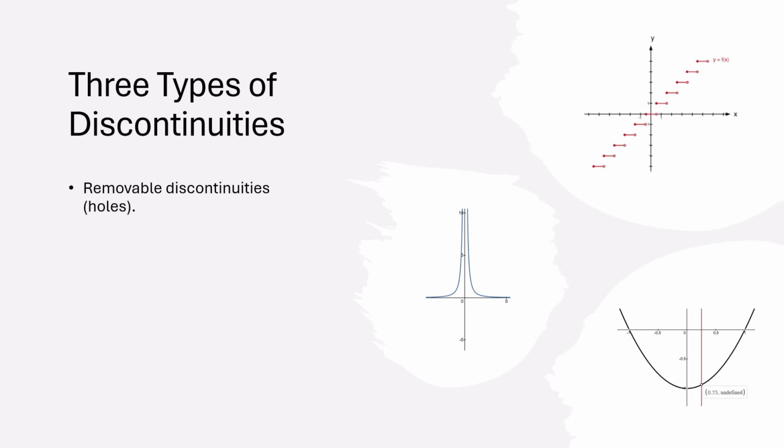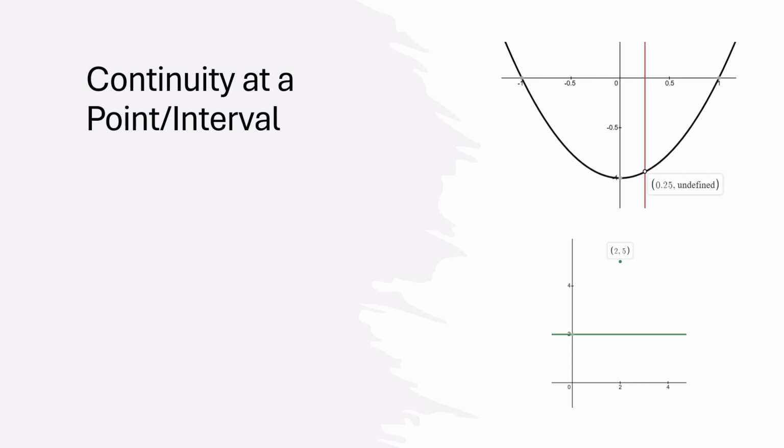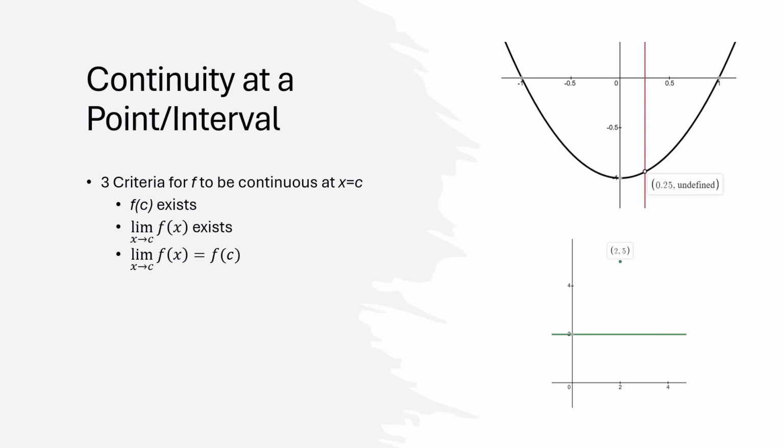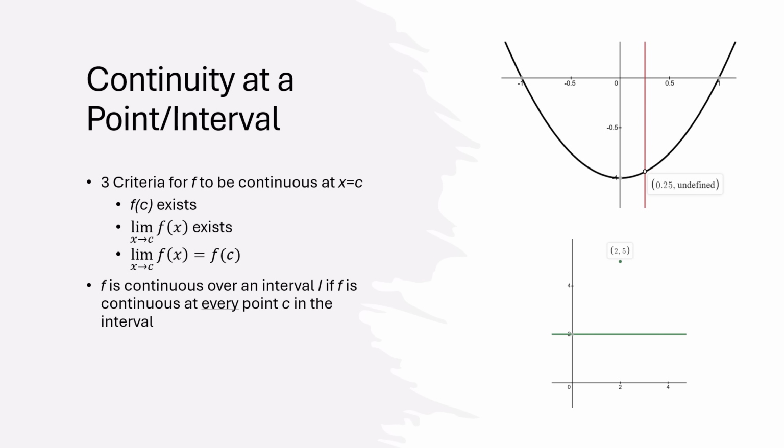There are three types of discontinuities: removable, where there's a hole in the graph; jump, where the function leaps to another value; and infinite, which occur near vertical asymptotes. Identifying these is important for discussing continuity. For a function to be continuous at a point, three conditions must be met. The function must be defined at that point, the limit exists at that point, and the value of the function equals the limit. Continuity over an interval means the function is continuous at every point in that interval.